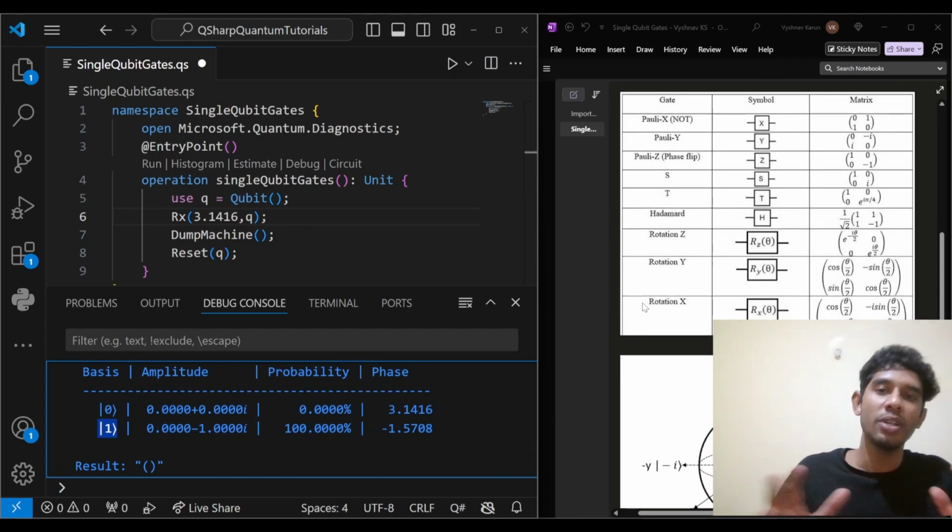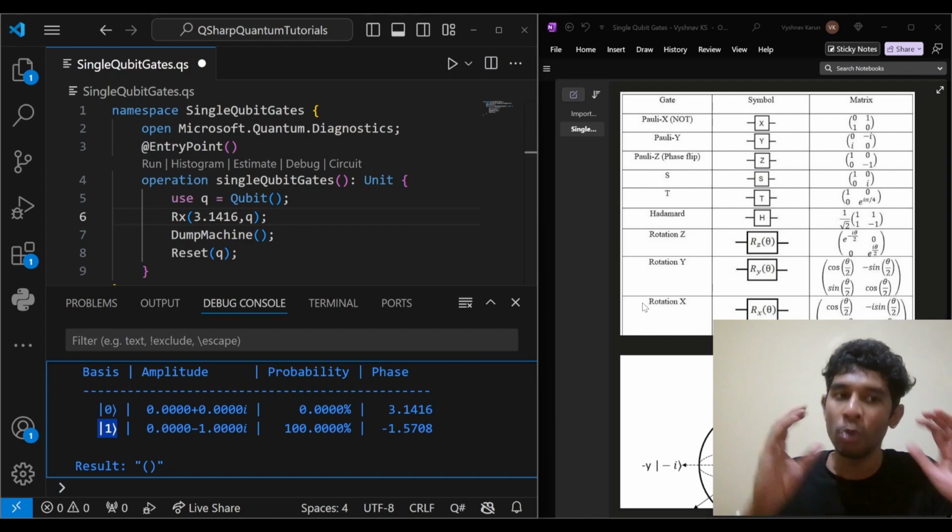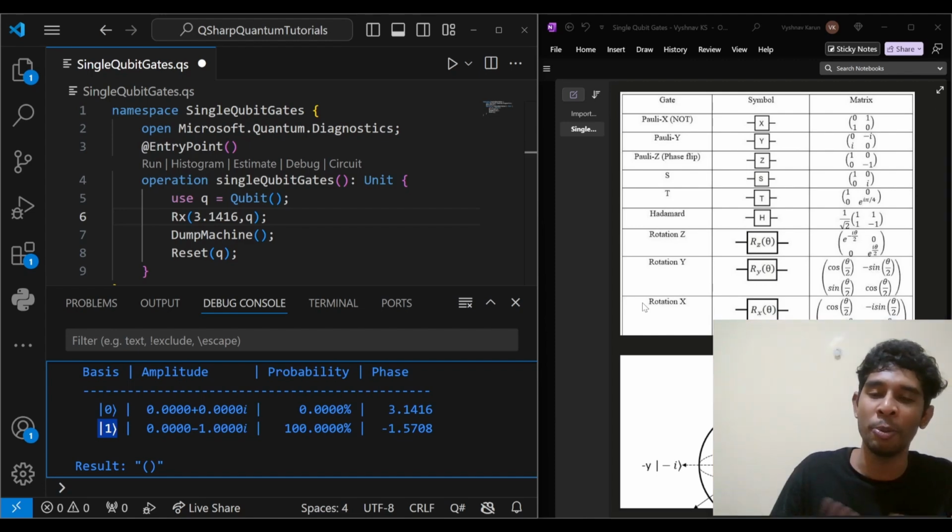So these were the single qubit gates. I know there are more gates that were not implemented in this video. You can try them yourself. Now you know how to manipulate qubits.